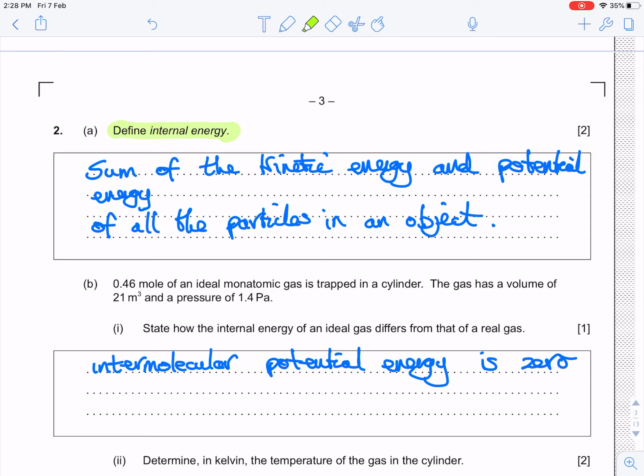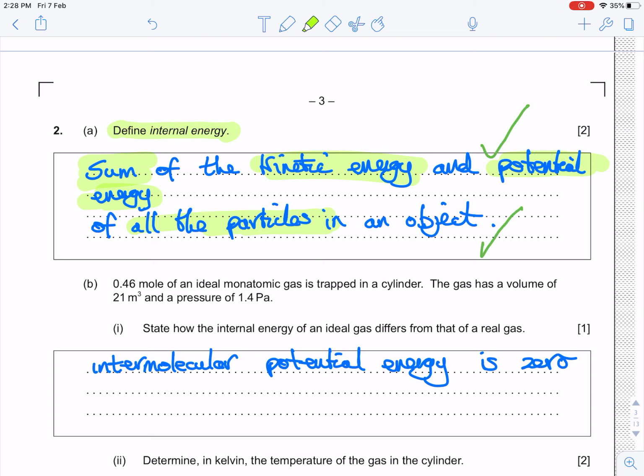Well, internal energy is the total or sum of all of the kinetic energy and the potential energy, and that would give you 1 mark, of all the particles in an object. So there's 2 marks here, 1 for this bit and then 1 for this bit.